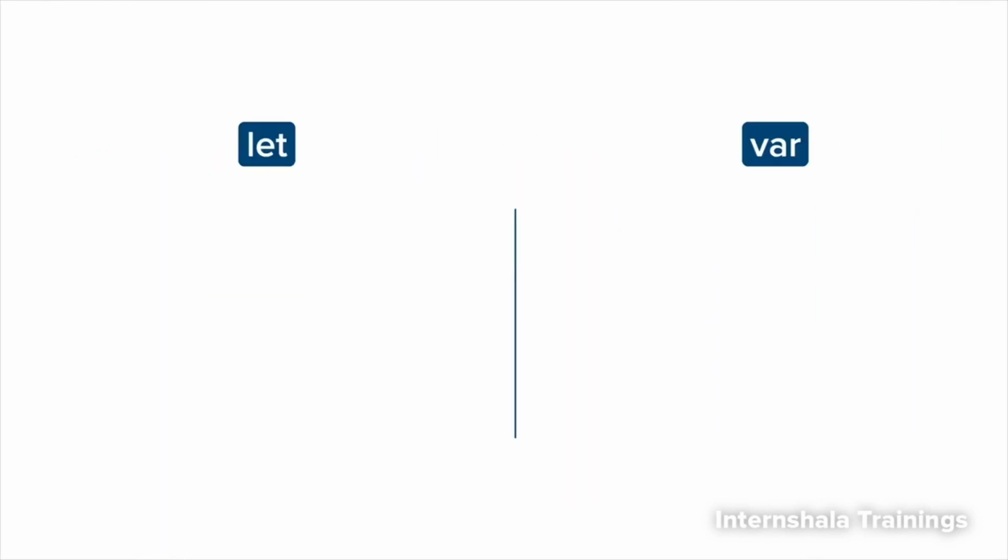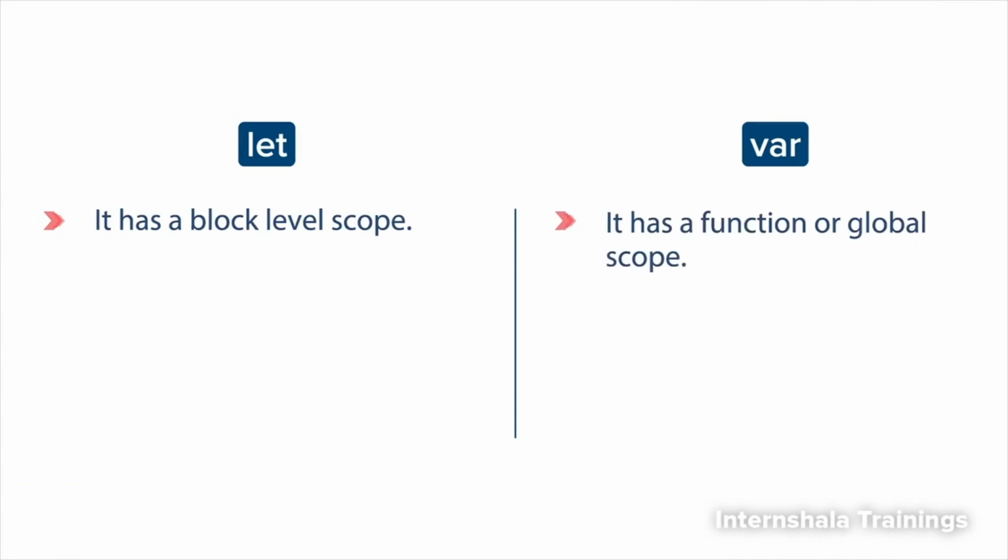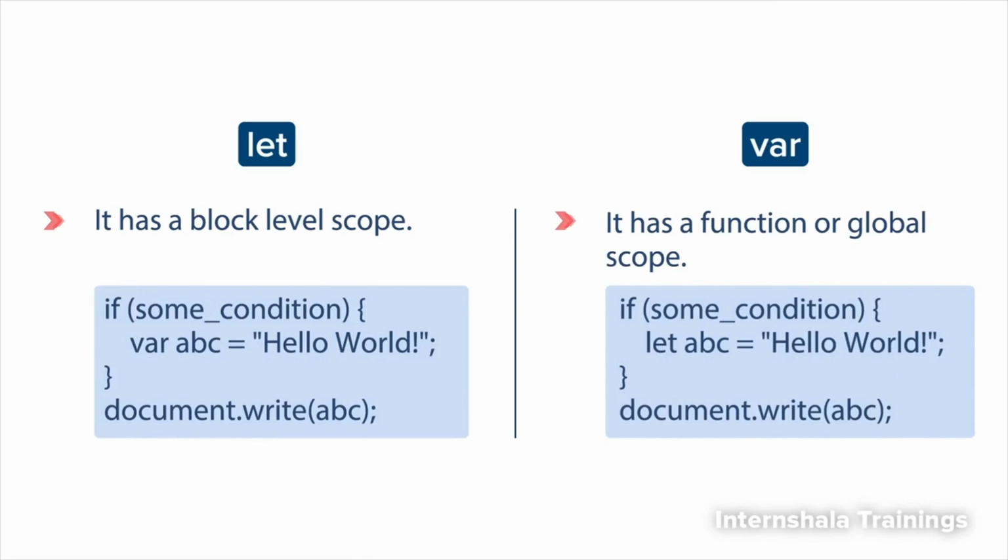Now we have another way to define a variable using the var keyword. It is similar to the let keyword with a few differences. The let keyword has a block level scope, whereas the var keyword has function level or global scope. To simplify what we mean by this, let us have a look at these code snippets. If we look at the code in which we have defined the variable inside the var block and are using it outside the code block, this code upon execution will print hello world.